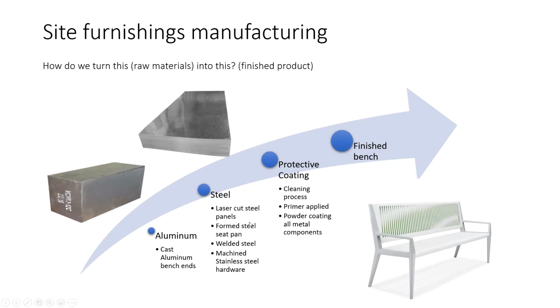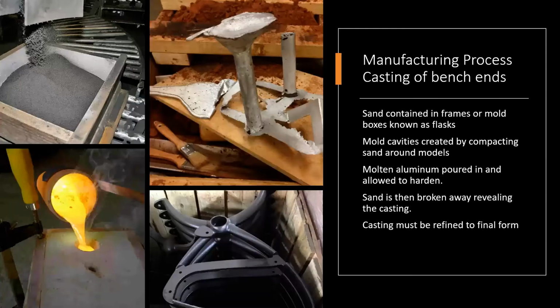You're laser cutting, you're forming things, you're welding things, you're machining things to get your hardware to physically join those together. You're adding in coatings, so there's a cleaning process in there. There's primers that are involved. There's a powder coating process that's involved. And then once you can combine all of those things together, you can actually create your finished product in the end. So again, revisiting our casting piece here. So we've got our sand casts. We're creating our shape. We're pouring our metal in.